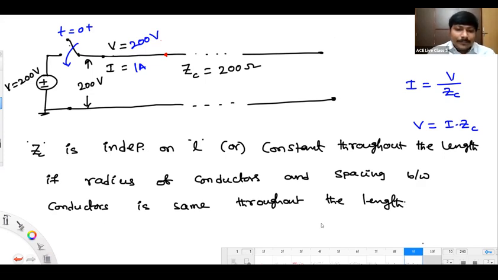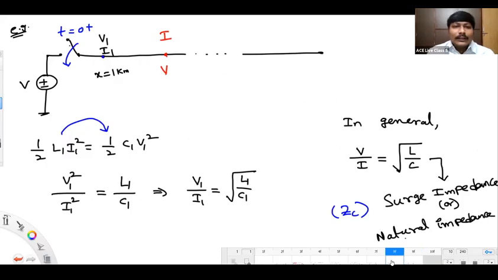What's the name of ZC here? Yeah, please tell me, what's the name of ZC? Characteristic impedance is one term we said. Okay, please listen now. I will say this ZC is the characteristic impedance of the medium, the characteristic impedance of the medium through which the wave is propagating.